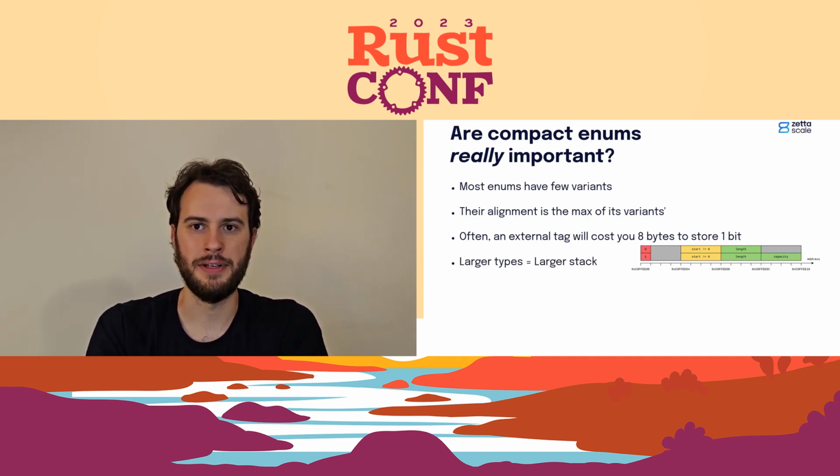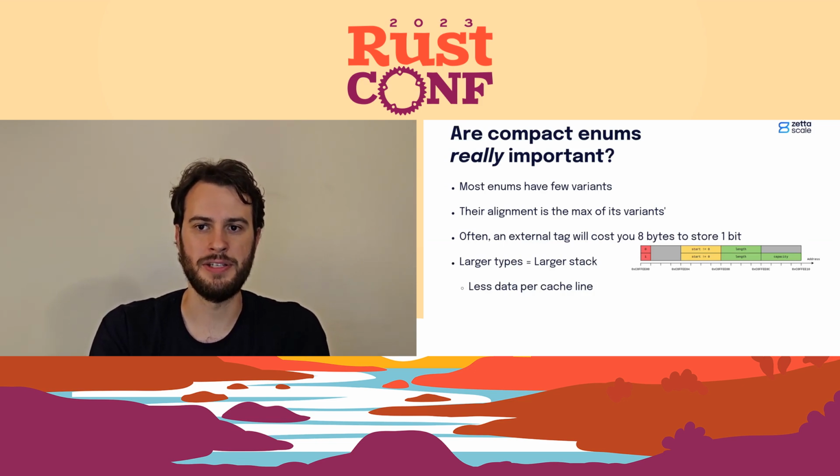It's not just sad. Larger types means that you have a larger stack, and a larger stack means that you can store fewer states per cache line, which means that you're going to be slower. In fact, you're going to be much slower.